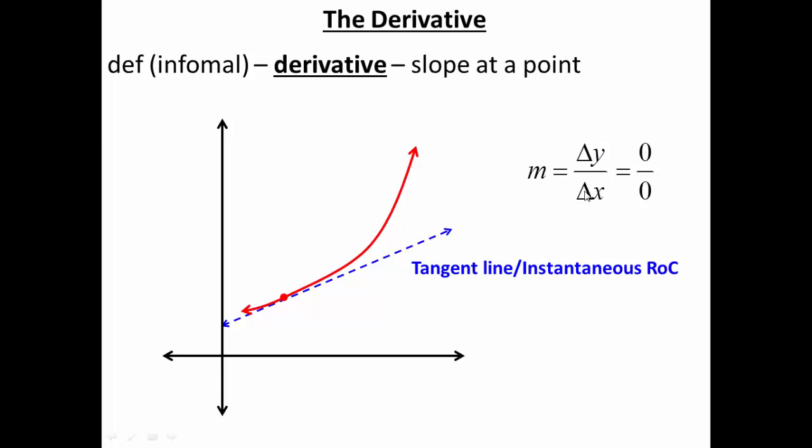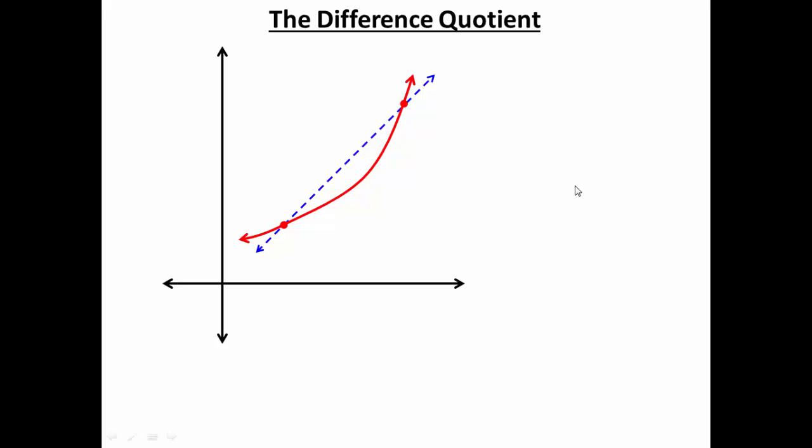We need something a little bit more powerful in order to calculate that instantaneous rate of change, or that derivative. That's where something called the difference quotient comes into play. The difference quotient is really just our same old slope formula. It's just a slightly different way of representing it.